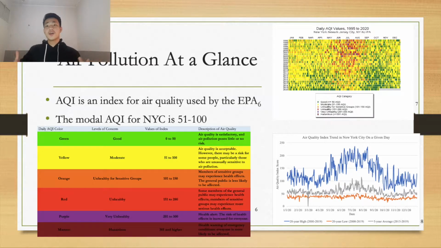And so as you can see, most of the tiles are yellow, which means that it's 51 to 100 in the AQI. And that means that the air quality is moderate for most days in New York for the past 25 years. And on the bottom of the graph, we have a line graph, and that correlates with what is on the multi-year graph. As you can see in gray, the 5-year average of the AQI in New York on a given day is 50 to 100 typically.